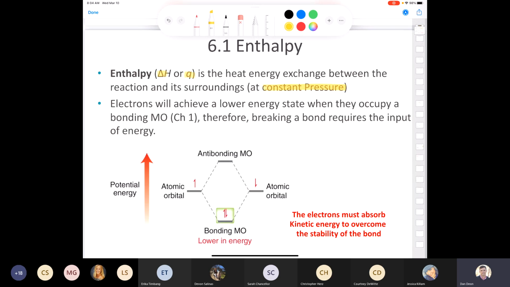Well, if you think about this heat energy exchange between a reaction, right, whether we're putting in heat or whether heat is being evolved from a reaction, and then we look at that from the point of view of the surroundings. Well, when we looked at bonding in Chapter 1, we talked about bonding molecular orbitals, and we said that electrons will achieve a lower energy state when they occupy a bonding molecular orbital, right, when a bond is formed. Therefore, it stands to reason that when you want to break a bond, it's going to take energy, okay? So if you're wondering, what's this whole point about here? It's nothing more than if you want to break a bond between two elements, it's going to require energy. Energy is going to have to be put into that bond in order to break the bond.